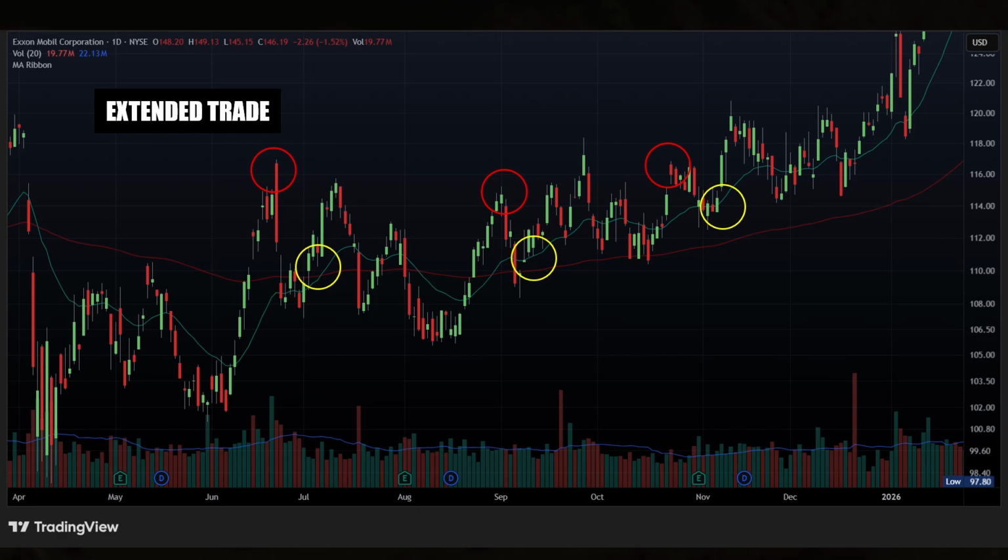The rule is simple. As a general guideline, if price is more than 2 average true ranges, or ATRs, away from the 22 EMA, the trade is off limits for new entries. We wait for the dog to return to the owner before we engage. This keeps you out of the worst chase trades and preserves your capital for high probability setups.